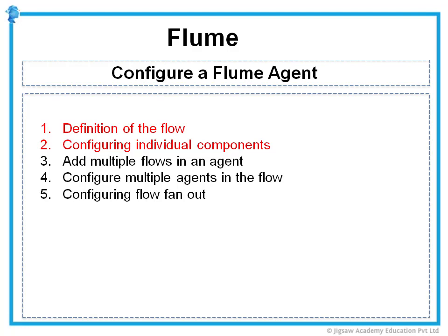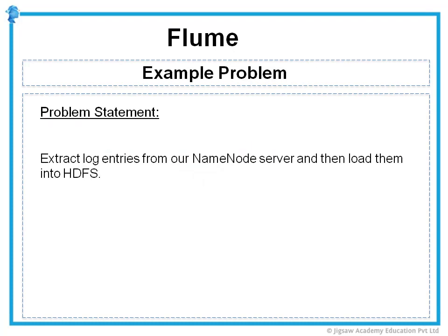Now earlier we saw that at a minimum for a Flume agent we need to perform the following tasks, that is, specifying the definition of the flow and also configuring the individual components such as source, channel and sink. Now let us go through some of these tasks in detail by using an example. So let us extract from a server log file. As an example, let us extract the entries made by our name node server log file whenever we perform some operations on our Hadoop.